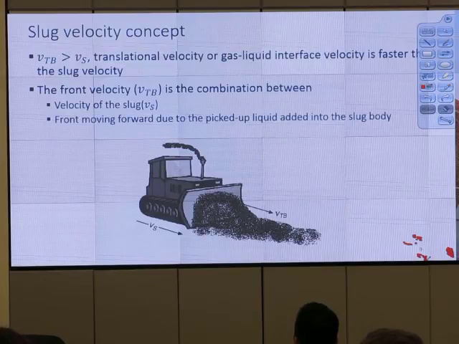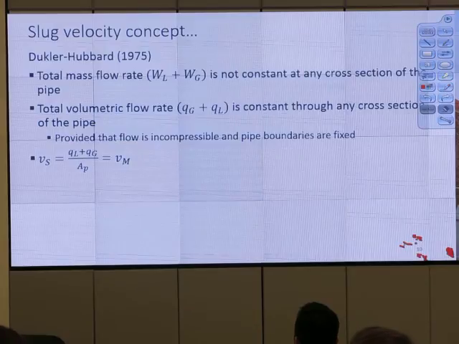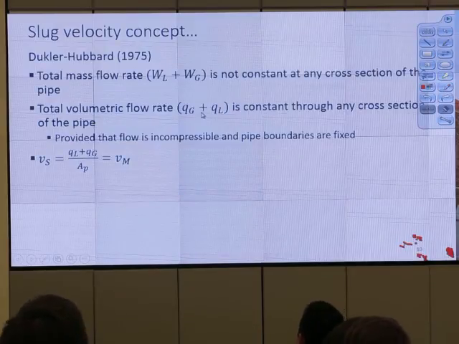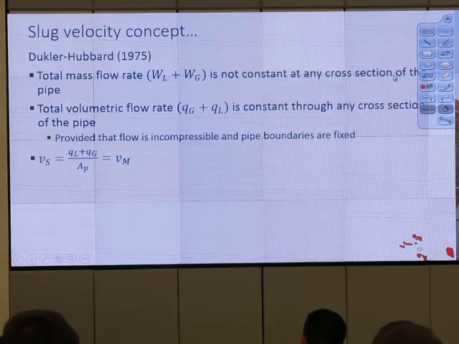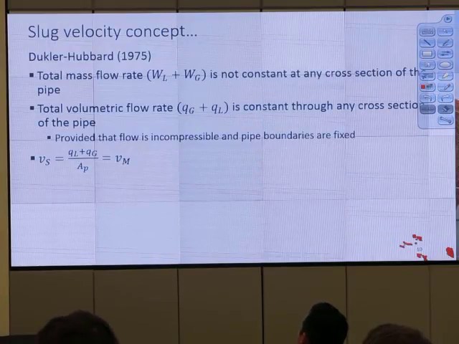VTB greater than Vs. Okay, just that. All right, let's start with the Douglas-Hubbard model. The total mass flow rate at any cross-section area at any time is not constant. Okay, you can tell, right? Sometimes we have liquid, sometimes we have slug.